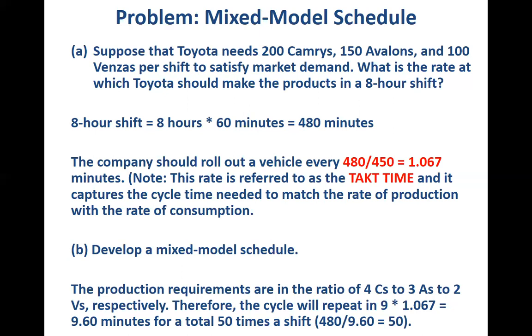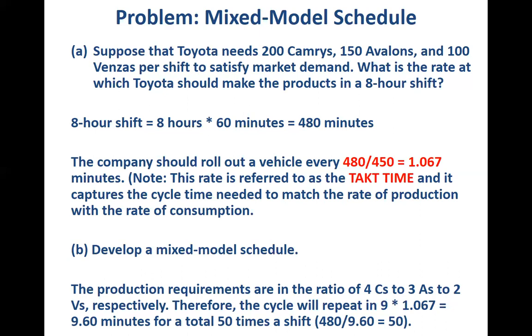But in a mixed model schedule, what you would do is you would first look for what is the ratio in which one could make it. In other words, what is the ratio for production requirements here? And we notice that the production requirements are in the ratios of 4 Camrys, 3 Avalons, and 2 Venzas. This is by dividing all of them by 50.